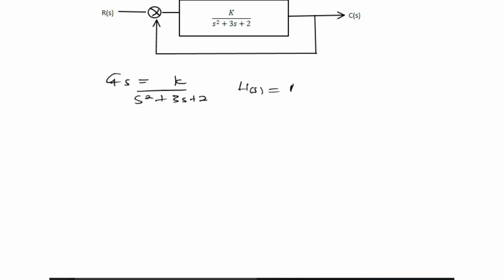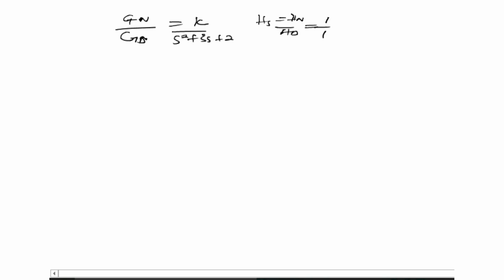Now the numerator and denominator of G(s), G_n over G_d, will be K over s squared plus 3s plus 2, and for H(s) we have numerator H_n and denominator H_d equal to 1 and 1. The next thing we have to do now is to find the characteristic equation.